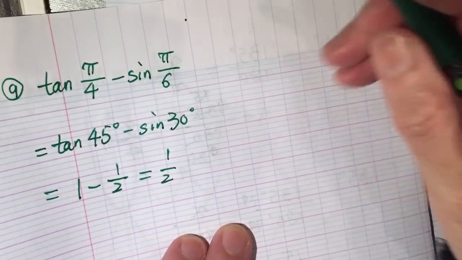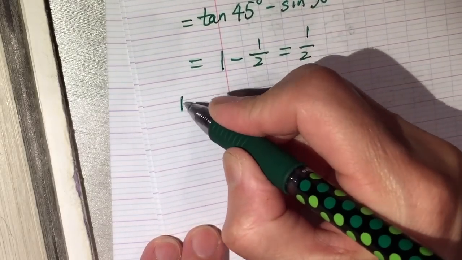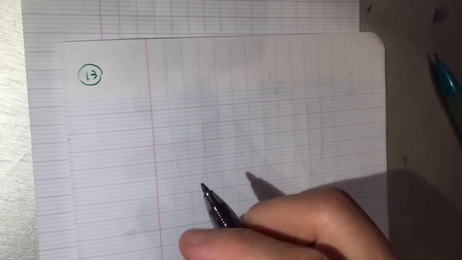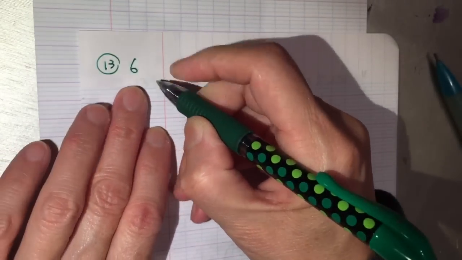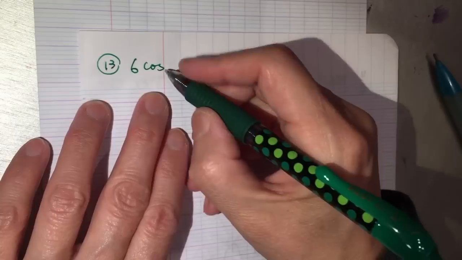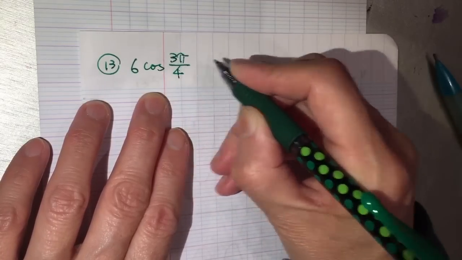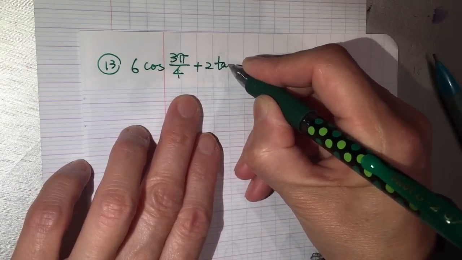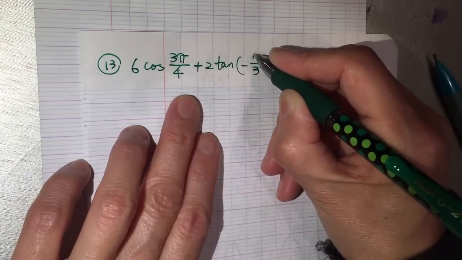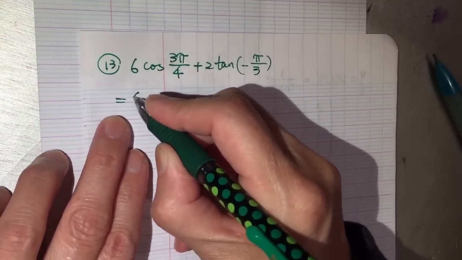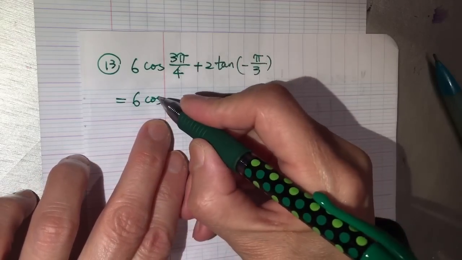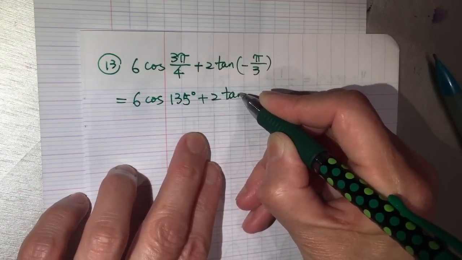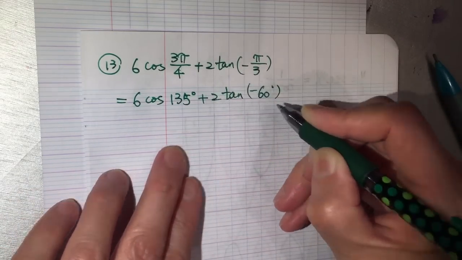Number 13 is 6 times cosine three-fourths pi plus 2 tangent negative pi over 3. I'm more comfortable with degrees instead of this. So 6 times cosine 135 degrees plus 2 times tangent negative 60 degrees, right?